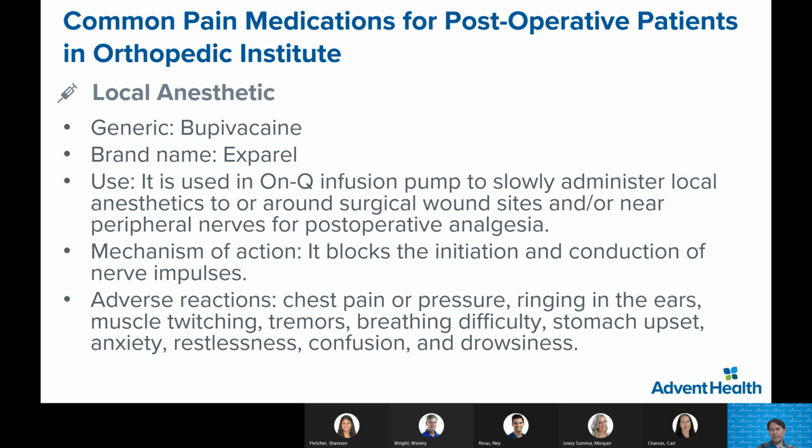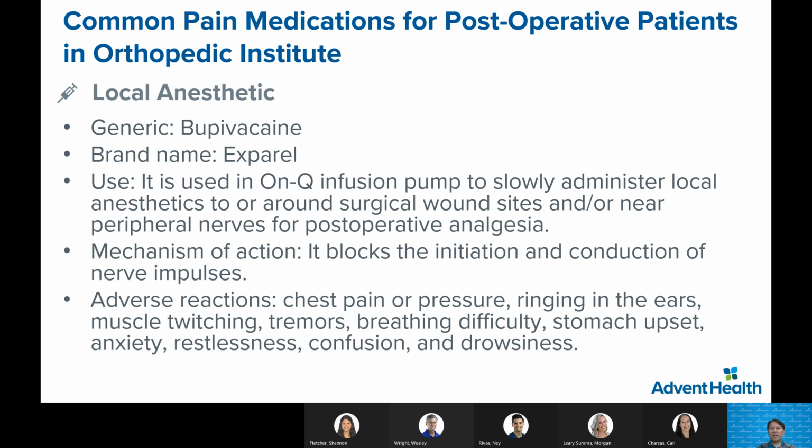Then local anesthetics. This is what we use in the on-cue pumps. So the generic name is bupivacaine, sorry, and the brand name that we use is Exparel. Local anesthetic blocks both the initiation and conduction of nerve impulses by decreasing the neuronal membrane's permeability to sodium ions, which results in the inhibition of depolarization with resultant blockade of conduction. So from the periphery, it already stops pain.